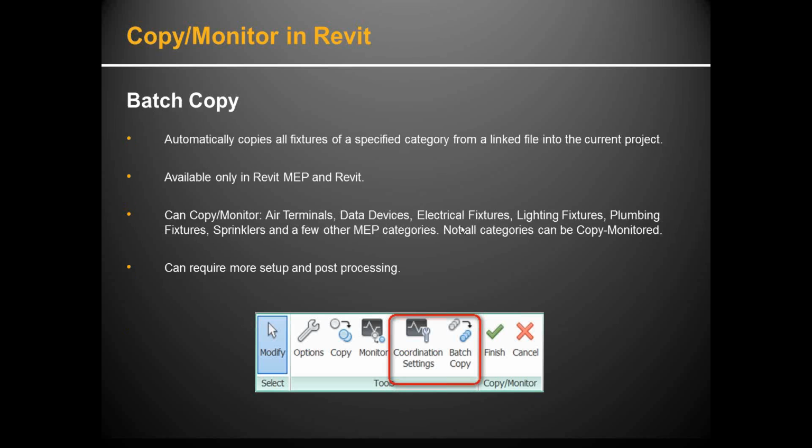Now, the second part of this, I'll be going through the batch copy, for lack of a better name. It has some additional capabilities. It can automatically copy fixtures of a specified category from a linked file into the current project. This is only available for the MEP portion, or in Revit One Box. This allows you to copy monitor air terminals, data devices, electrical fixtures, lighting fixtures, plumbing fixtures, sprinklers, and a few other MEP categories. Not every category, but most of the MEP stuff.